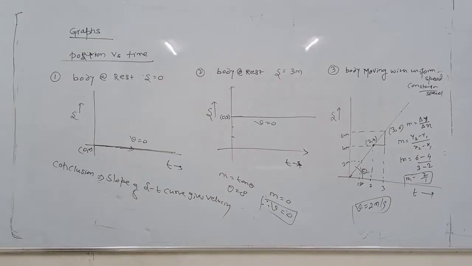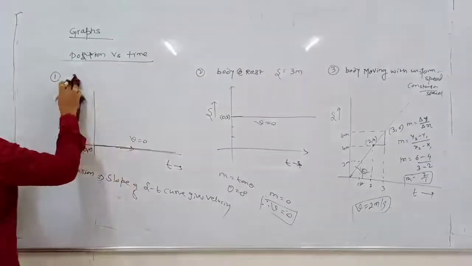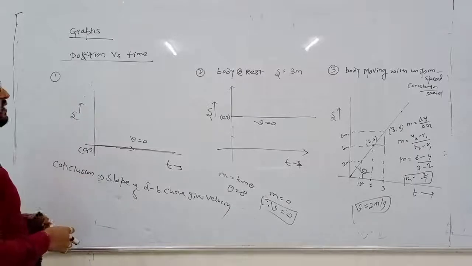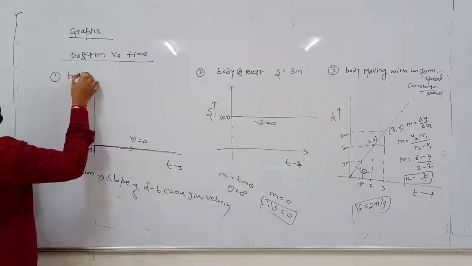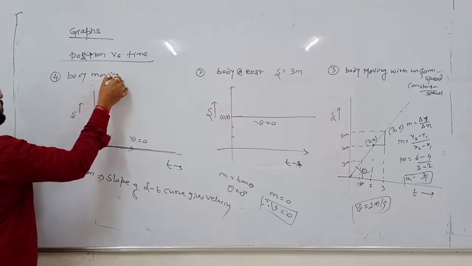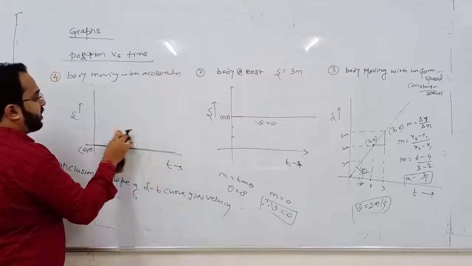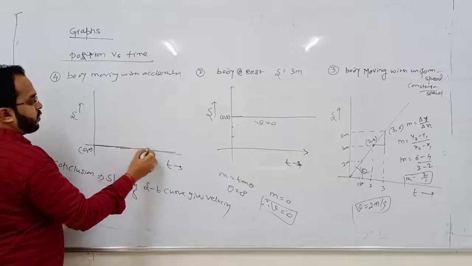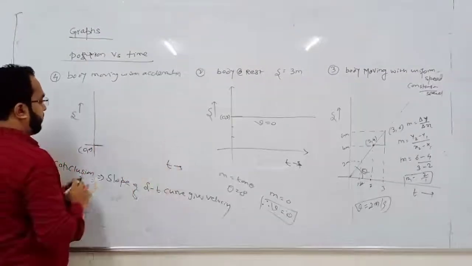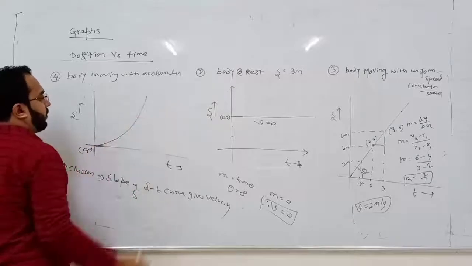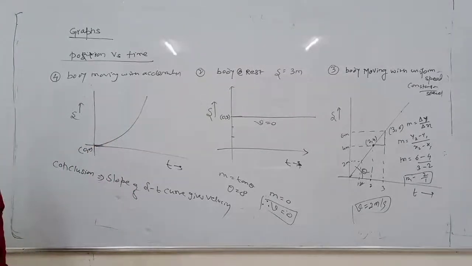So these are the three curves of a body moving with uniform speed. Then the fourth curve. Now there will be no uniform speed, there will be acceleration. Fourth, body moving with acceleration. What is acceleration? Velocity is increasing. Now velocity is also increasing. So in that case the curve will be parabolic. Velocity will also increase, meaning it has some acceleration.